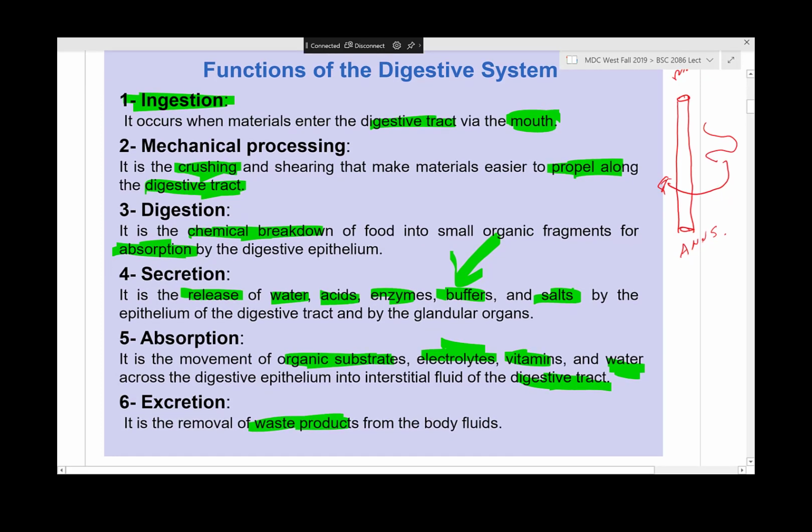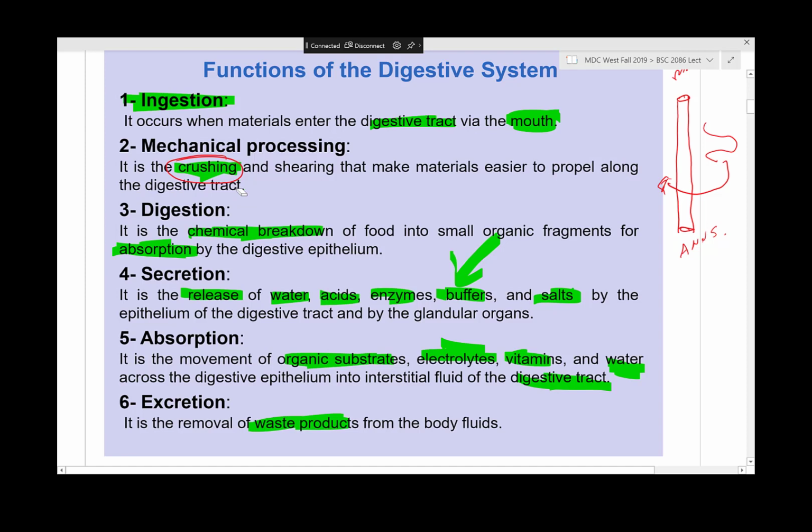So what is mechanical processing? Mechanical processing begins at the level of your mouth, which is the crushing by the teeth, to propel as well as make the material easier to digest, and then the actual propagation of the material once you swallow it. And that is the process of peristalsis, correct?